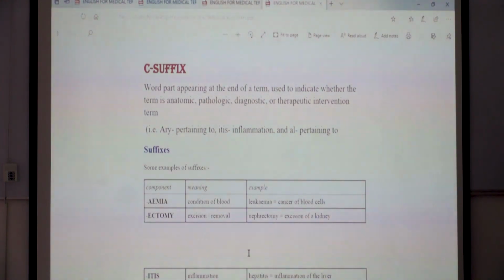اكو سؤال لحد الآن؟ كلكم فاهمين؟ ولا أعيدها؟ نعم.